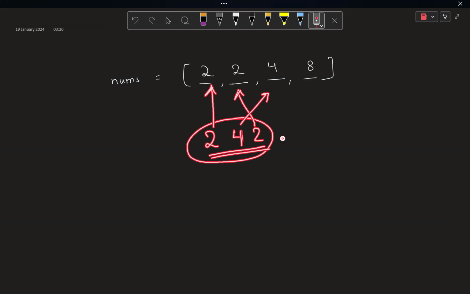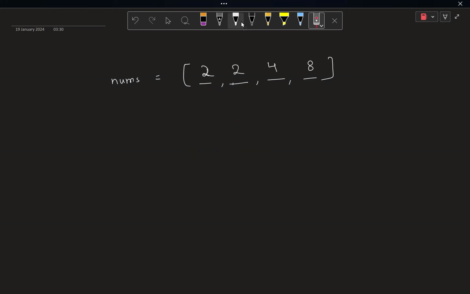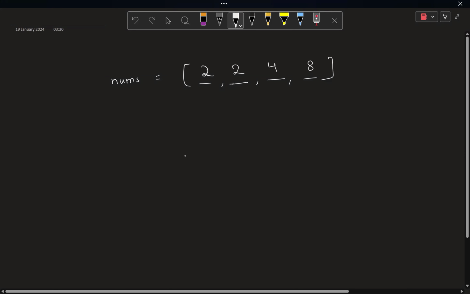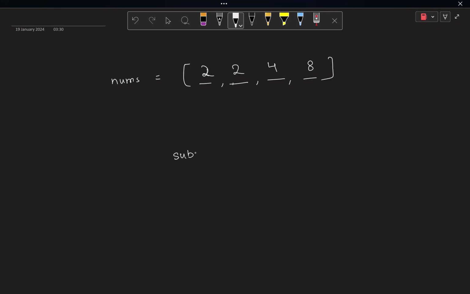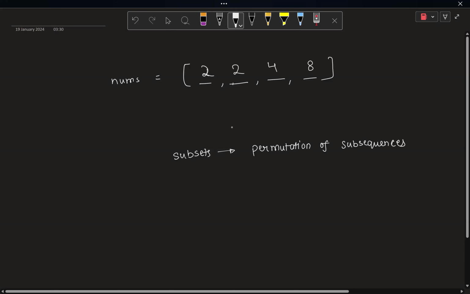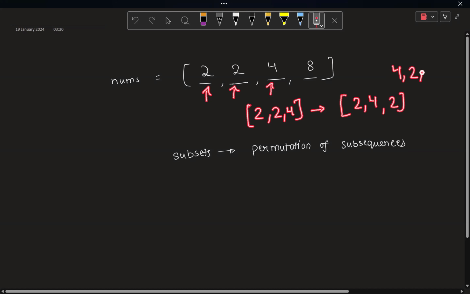The order in which you write the elements in the subset can be different from the order in which the elements come. Or in case it still looks a little confusing, you can just think of subsets as nothing but some permutation of subsequences. This is some other way of telling what is a subset. So as an example here, 2 2 4 is a subsequence, and if you think about any other permutation of it, like 242 or 422, these would be the subsets of the given array.